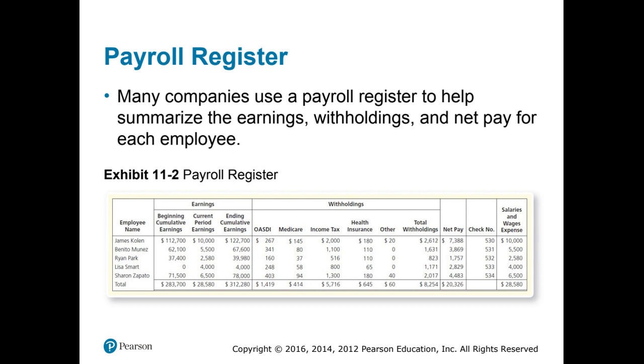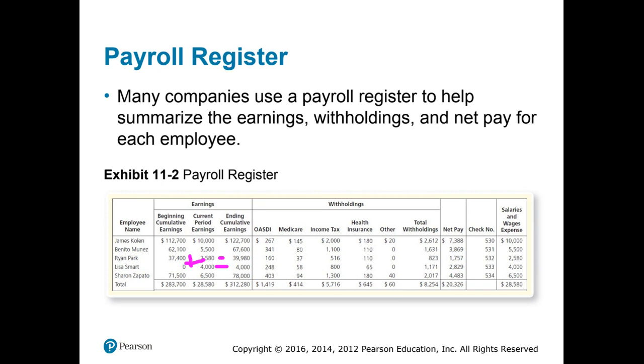Let's see here. So if you're asked a question, the beginning cumulative earnings was this, their current earnings was that, what are their ending current cumulative earnings? Well, you're going to take beginning plus current equals cumulative. If they tell you the beginning is this and the cumulative is that, then you're going to take cumulative minus beginning to get current. And you can refer back to this slide.